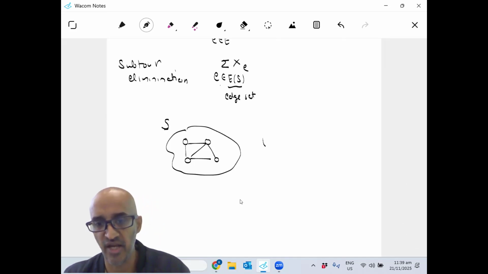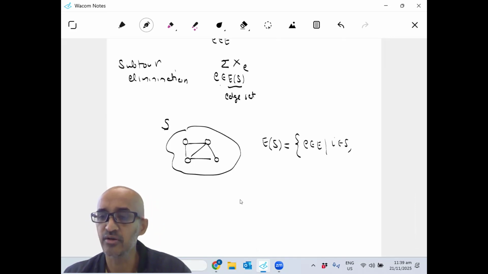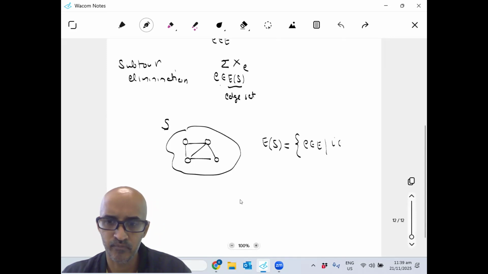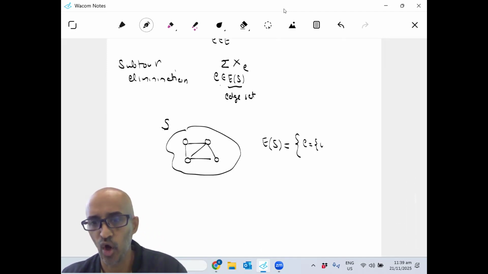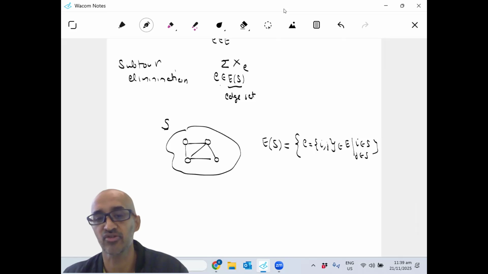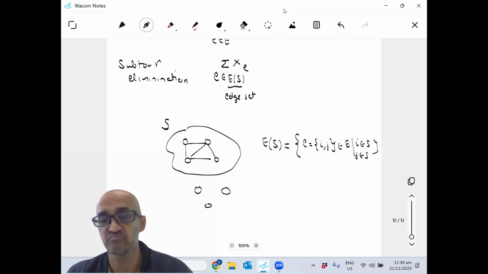Okay, what is the edge set? I can define it. E of S are all the edges in the graph where I lies in S. I'm sorry. All the edges in the graph, it's an undirected graph, all the edges in the graph such that both I and J lie in the set S. So I might have some other nodes outside. So the edge set are only these set edges. Both the nodes have to be in the set S.